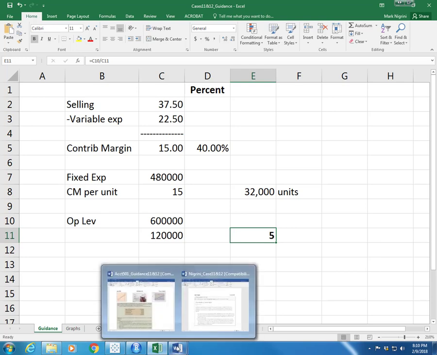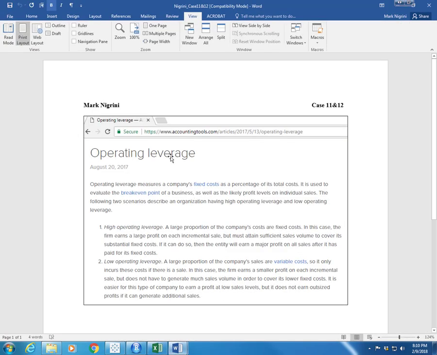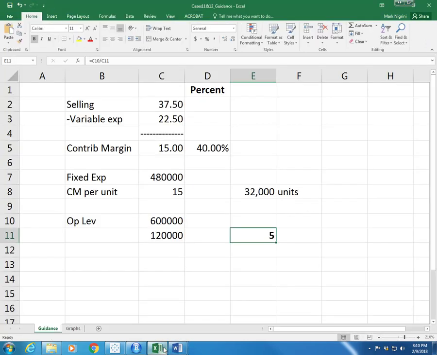You can go and just have a look over here. We have accountingtools.com. You can do a little Google search. That website, operating leverage, and you should get the full answer over there, and that will indeed explain it. So, at least that answers the question.